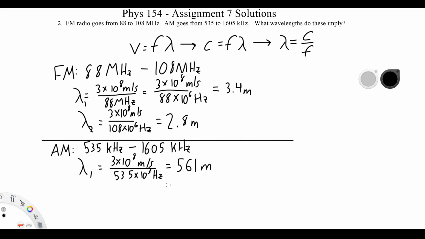561 meters. Doing the same thing for the upper frequency, we're going to have 3 times 10 to the 8 meters per second again for the speed of light, divided by that 1605 times 10 to the 3 for the kilohertz. And this should come out to be 187 meters. And that does it for problem 2.